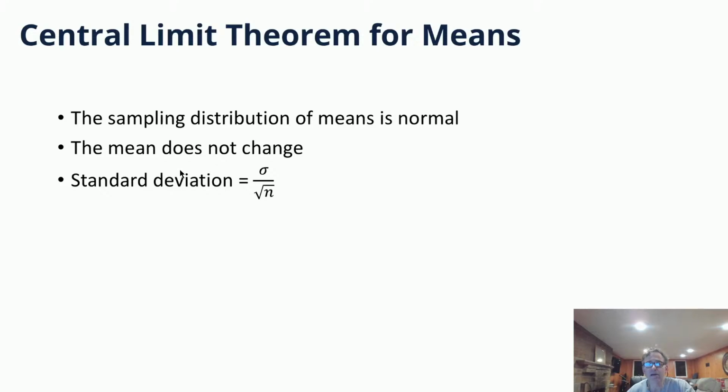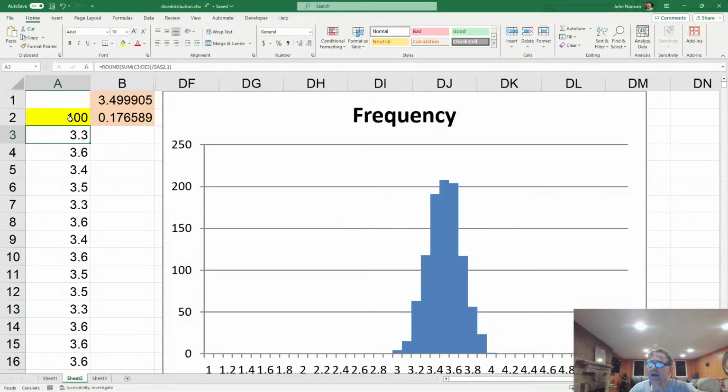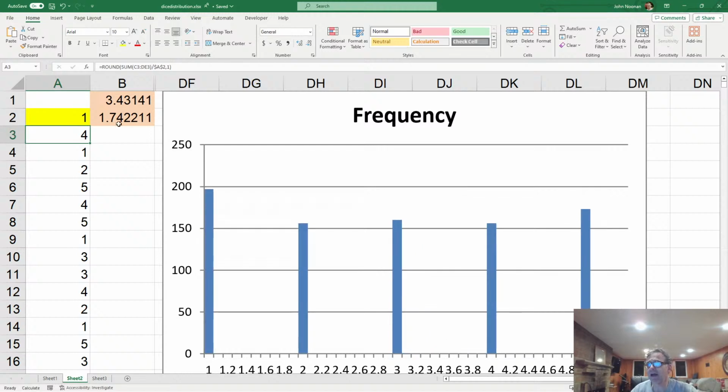So here is the general idea. If we all roll the die once, I have over here in the sort of peach colors the mean and the standard deviation of this distribution. Notice the mean is 3.4. It should be 3.5, but it's 3.4. And the standard deviation is 1.7.